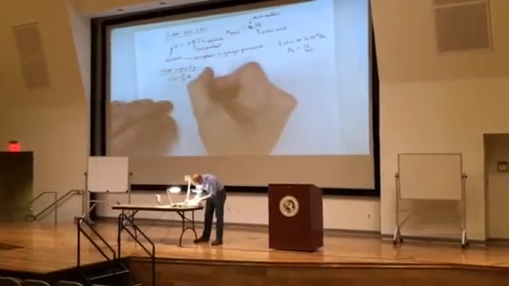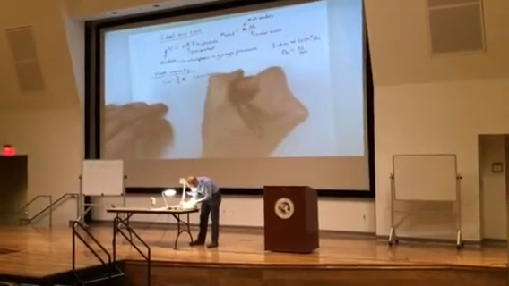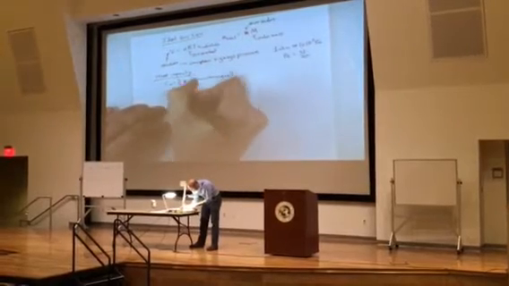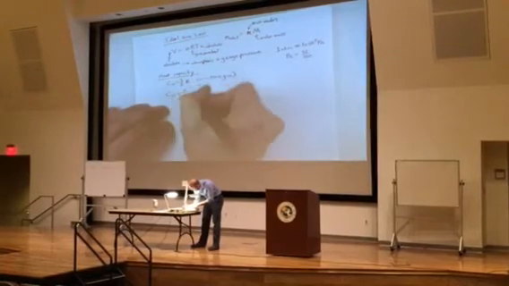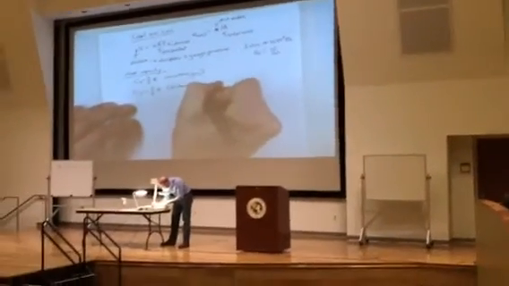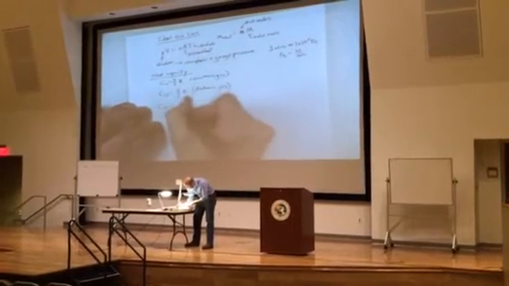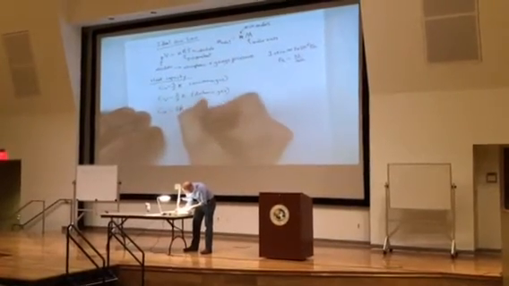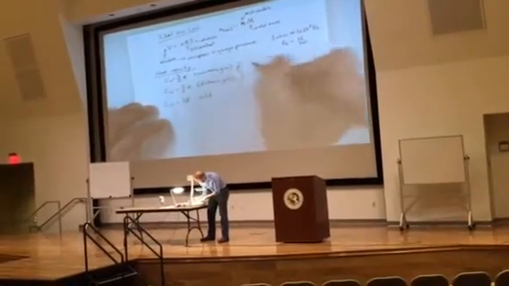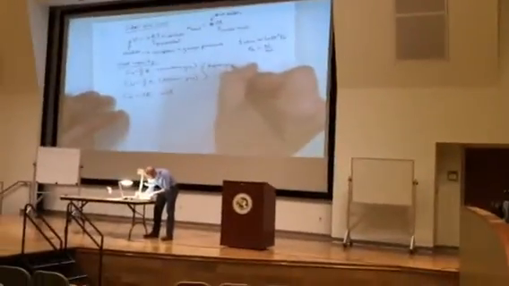So CV is equal to 3/2 R for a monatomic gas, and CV is equal to 5/2 R for a diatomic gas. And then CV is equal to 3R for a solid. And so the difference between these has to do with the number of degrees of freedom.